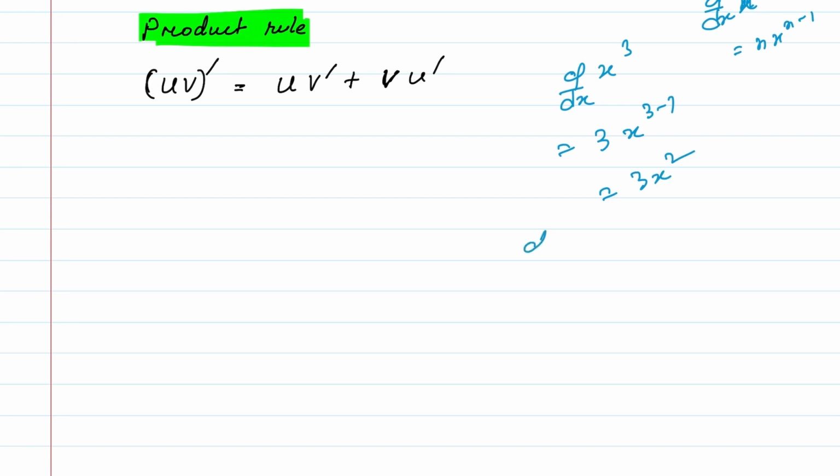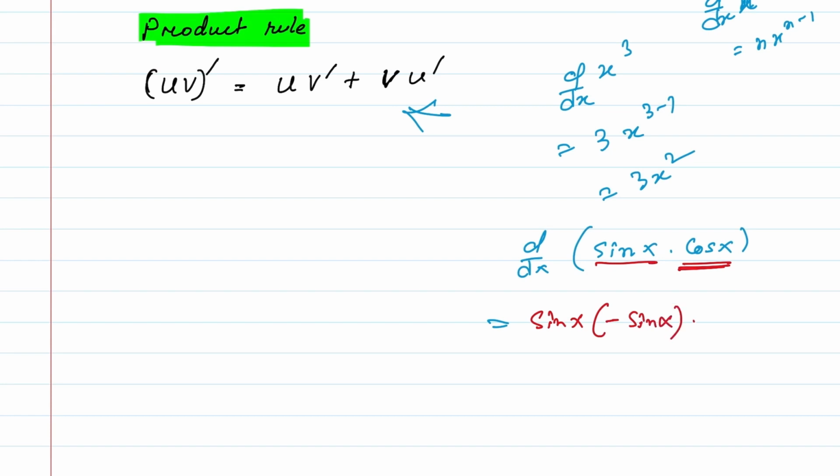Suppose you need to find the derivative of sine x into cos x. In this case you have to apply the product rule, because there are two functions as a product, sine x and cos x. According to this rule: first function sine x, times derivative of the second function, derivative of cos x, which we know is minus sine x, and then plus second function, that is cos x.